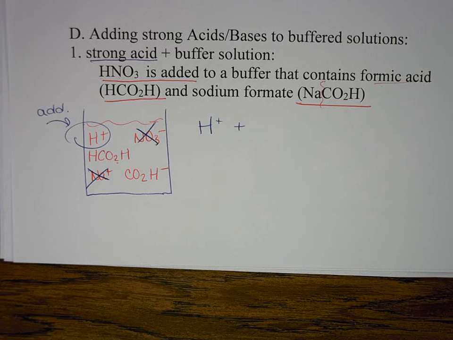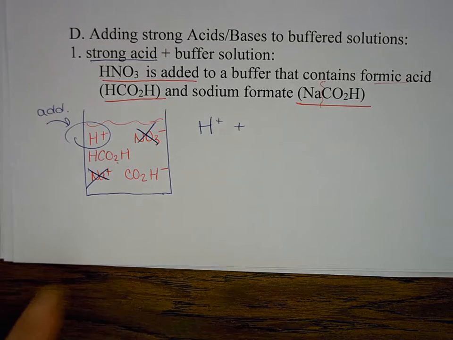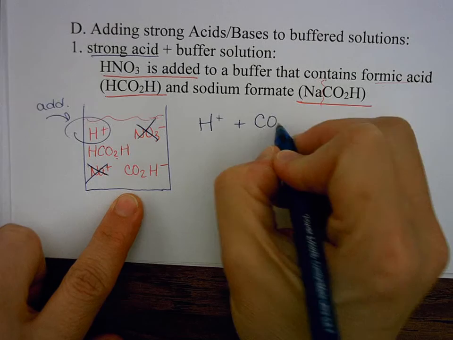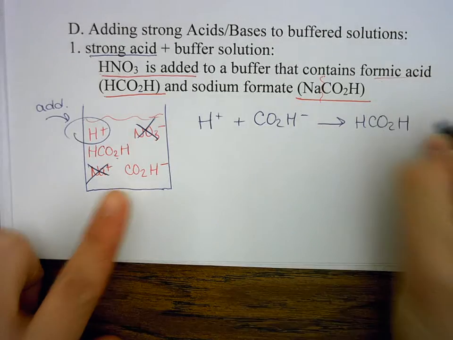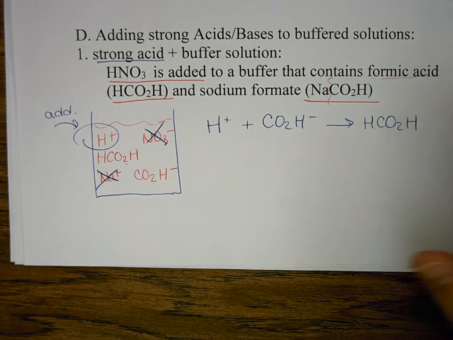And then the other two things, it's kind of like a puzzle. You need to figure out which of these two things do I add to hydrogen to get the other thing? Okay, so you can see that if I take hydrogen and I add it to the formate ion, then I get formic acid. So then you just put the reaction together like that. I have hydrogen plus CO2H minus, and it gives me HCO2H. So that's the overall reaction of what's happening inside that beaker.